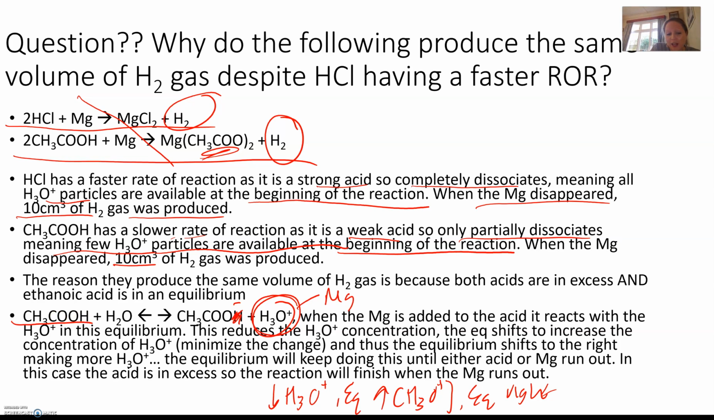So that's why all of the acid ends up reacting, because of this equilibrium, and because the H3O+ react with the magnesium, it removes them from this equilibrium, making the equilibrium make more until there's eventually no more ethanoic acid or no more magnesium. So I hope that makes sense. And so because they started with the same concentration of this and HCl, which means the same amount of protons available, they'll produce the same volume of H2 gas.